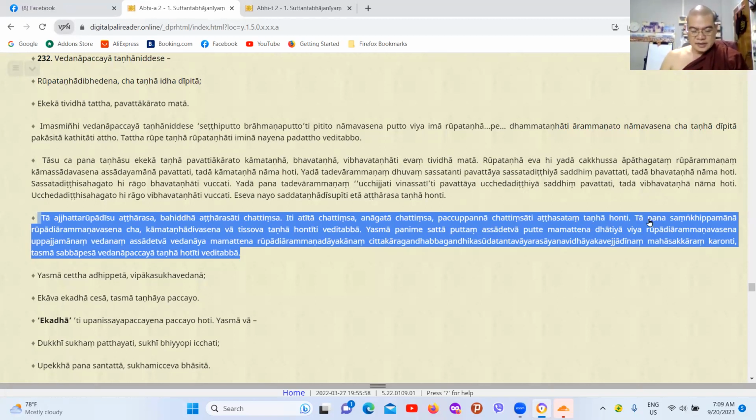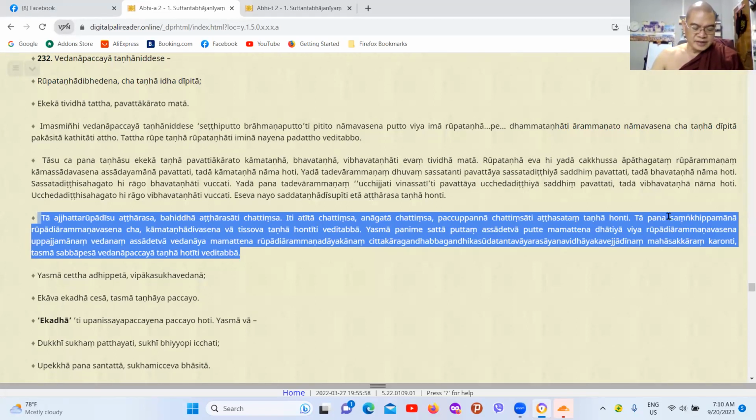Sankhipa mana, if it is briefly put, rupadi aramna vasena, according to six kinds of object, tana is six. Kama tana di vasena te so tana hodi, each tana, those six, each tana has three, kama rupa arupa. So if we call briefly, we have only 18 kinds of tana here. According to the object, six kinds of tana is there. Each tana has kama tana, bhava tana, vibhava tana, then we have altogether only 18. Briefly counting here, we get only 18 tana.